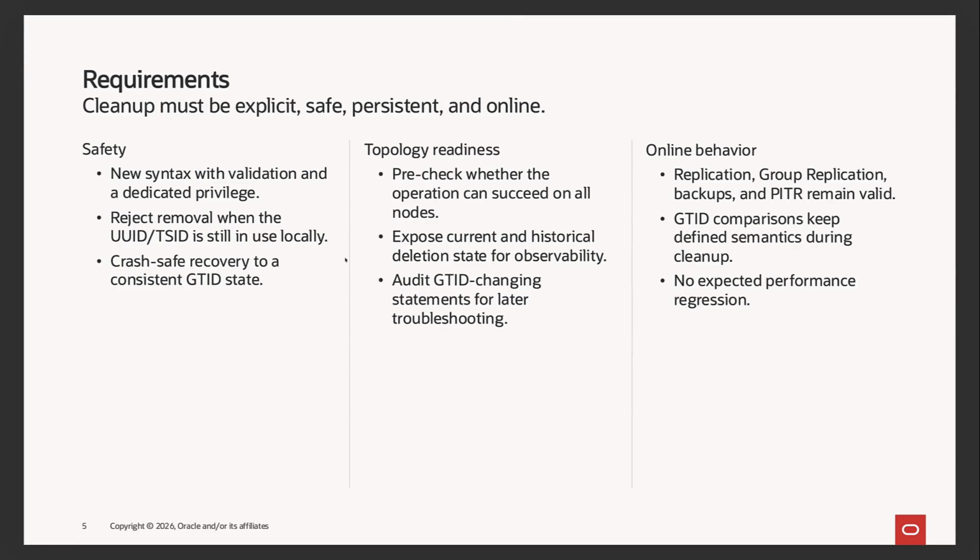It also needs to be crash safe. If you are doing a removal and there is a crash, the system must be able to return to a consistent state. There should be pre-checks on whether this operation can succeed on the complete topology or not at all. It should expose the current and historical deletion state for obsolete UIDs. If you want to know months or years later when something was deleted, we should be able to do it. And it should be audited to preserve what happened.